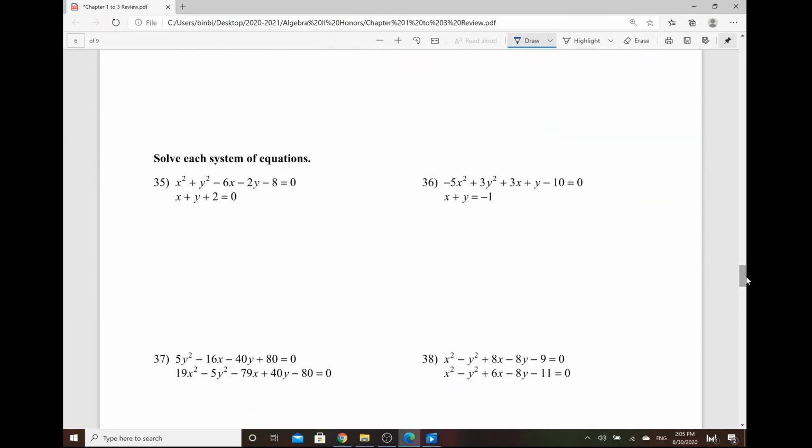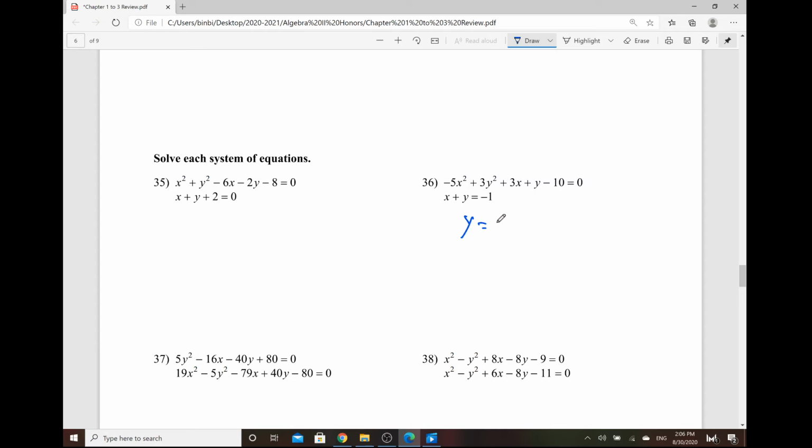Okay, so now 36. So how do you solve for the system of equations? Now the thing is that we do know how to solve for the system of equations if that's linear, but this one is linear, the other one is quadratic. So what we can do is solve for one of the variables in terms of the other variable, and then put it into the non-linear equation. For this one, we can solve for y or we can solve for x. So let's just solve for y in terms of x.